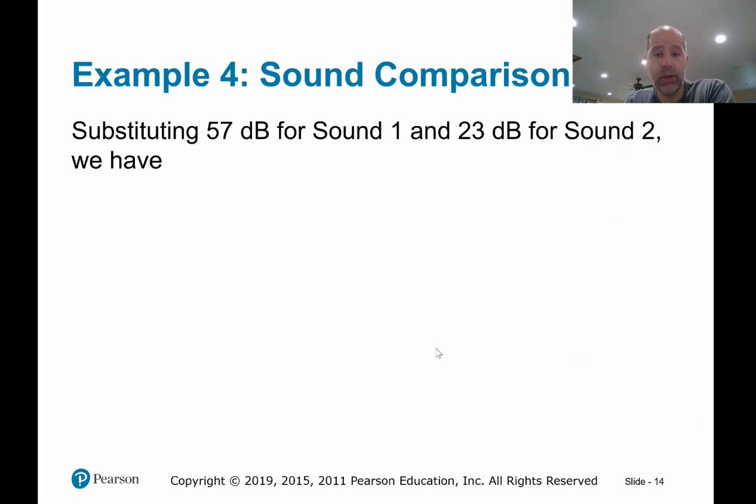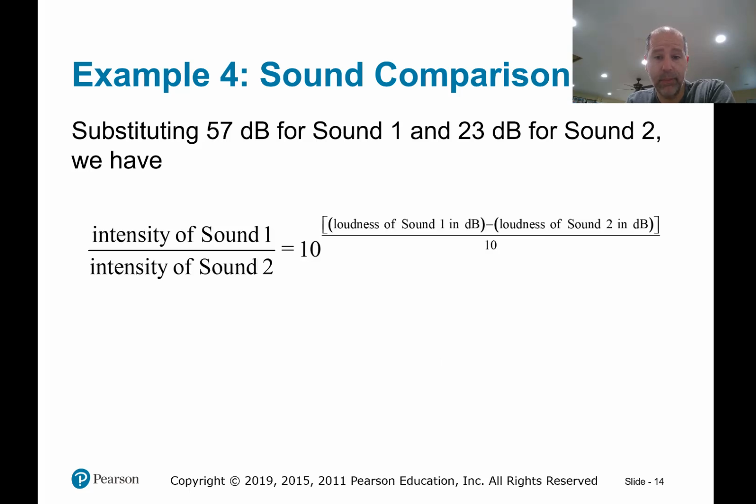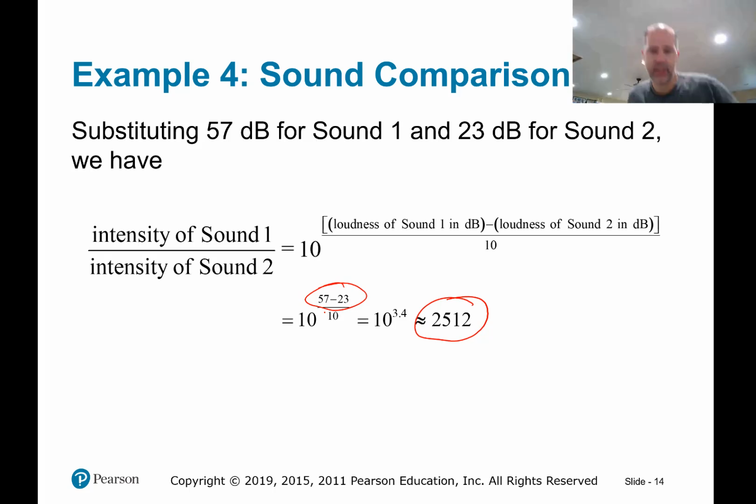Okay, now what we're going to do is basically just substitute in the loudness for each sound into the formula right here. And so when we simplify in our calculator, we get 2512. And so the comparison of the two sounds, the intensity of sound 1, that's at 57 decibels, is more than 2,500 times more intense than sound number 2 at 23 decibels.